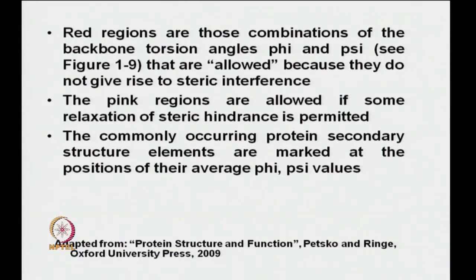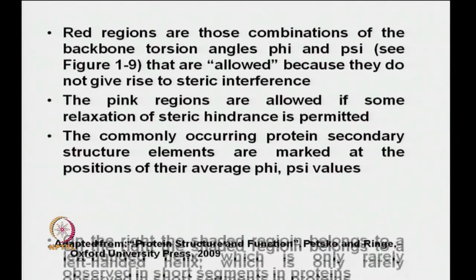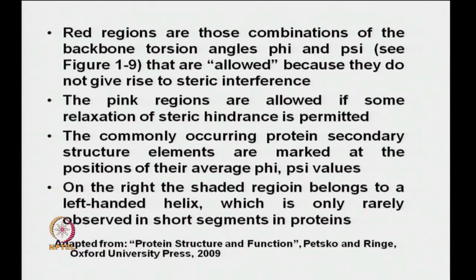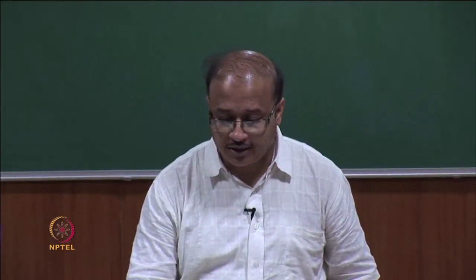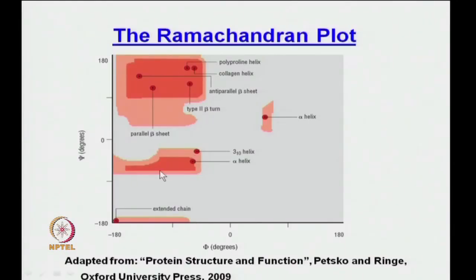The commonly occurring protein structural elements are marked at the positions of the average phi and psi values. We will go back to it again. And on the right, the shaded region belongs to a left-handed helix, which is only rarely observed in short segments in proteins. So, it is only in short segments of proteins that you really observe it, otherwise it is not that common. So, going back, we take a look at it again. You can see this is the beta, this is the left hand alpha helix, this is the right hand alpha helix, this is extended chain.